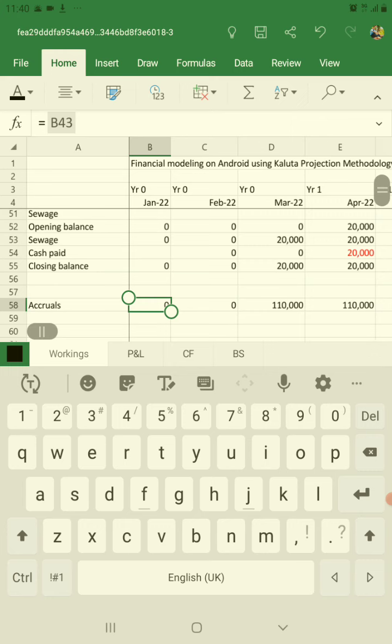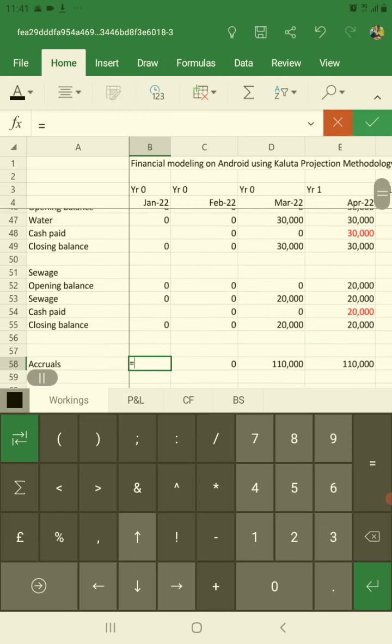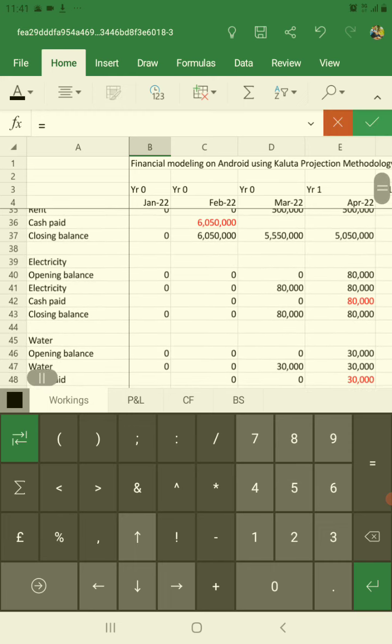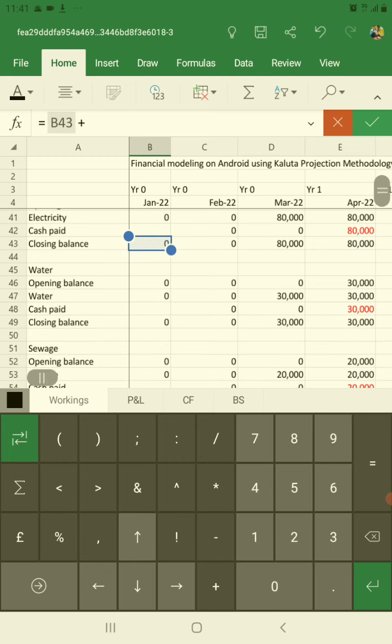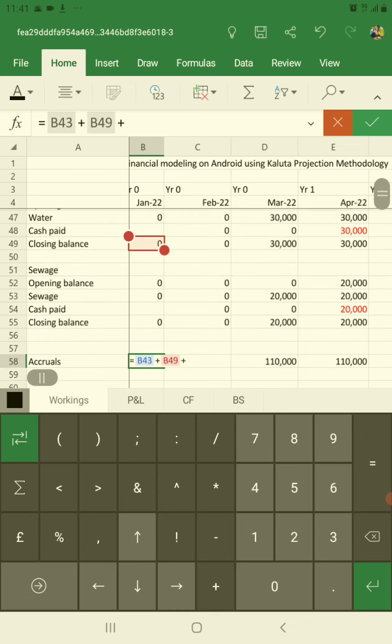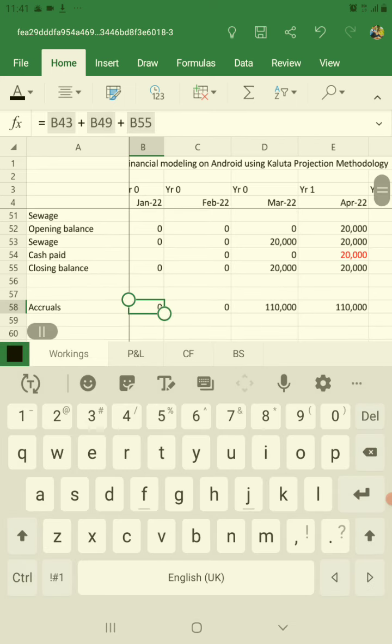So the formula now should include, I put an equal sign, should include closing balance for electricity plus closing balance for water plus closing balance for sewage. Okay, let me fill this to the rest.